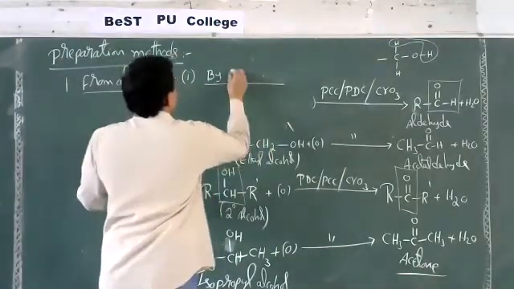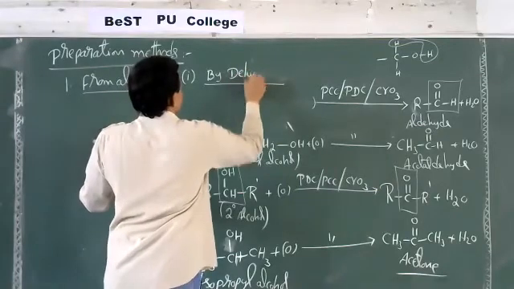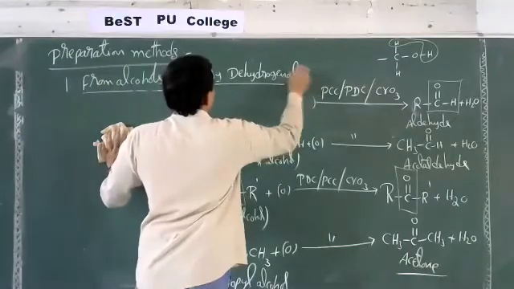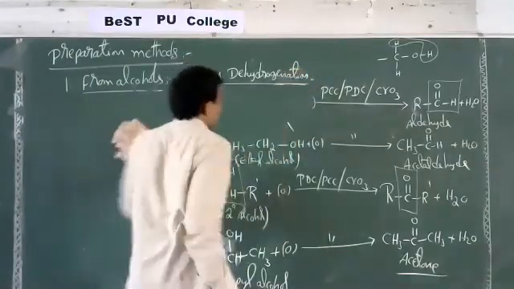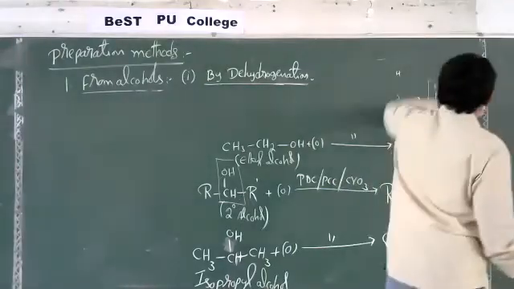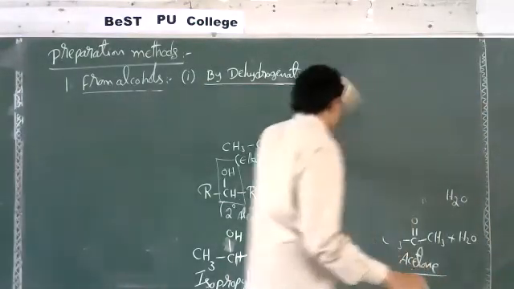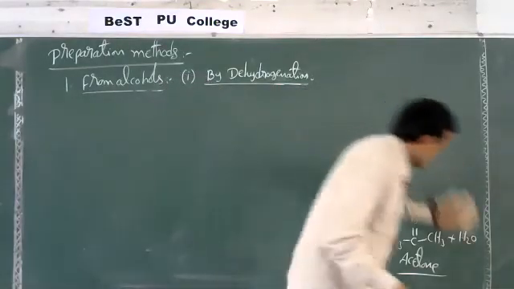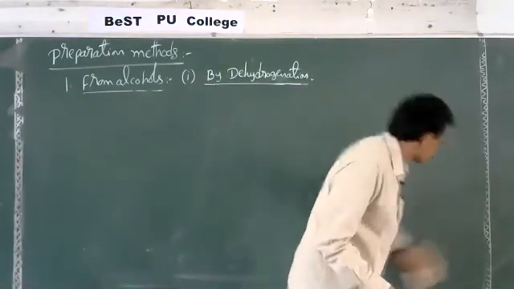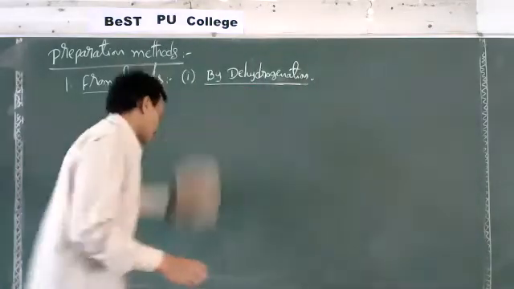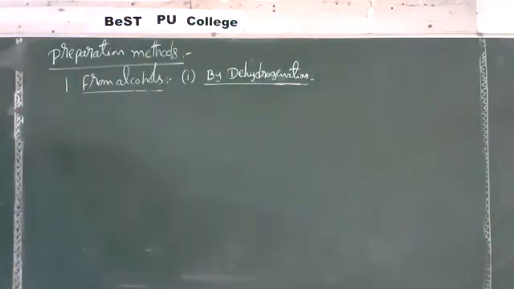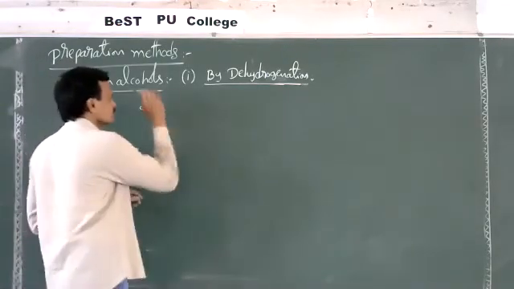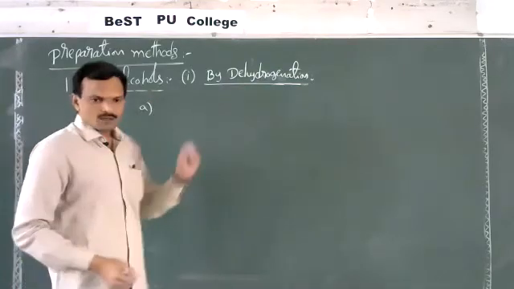By dehydrogenation. This is also the same, just like this method only. Just the reagent will change. And this one also we have studied in the alcohol chapter itself, nothing but the dehydrogenation of alcohols. Now see here, first one, and one more here.